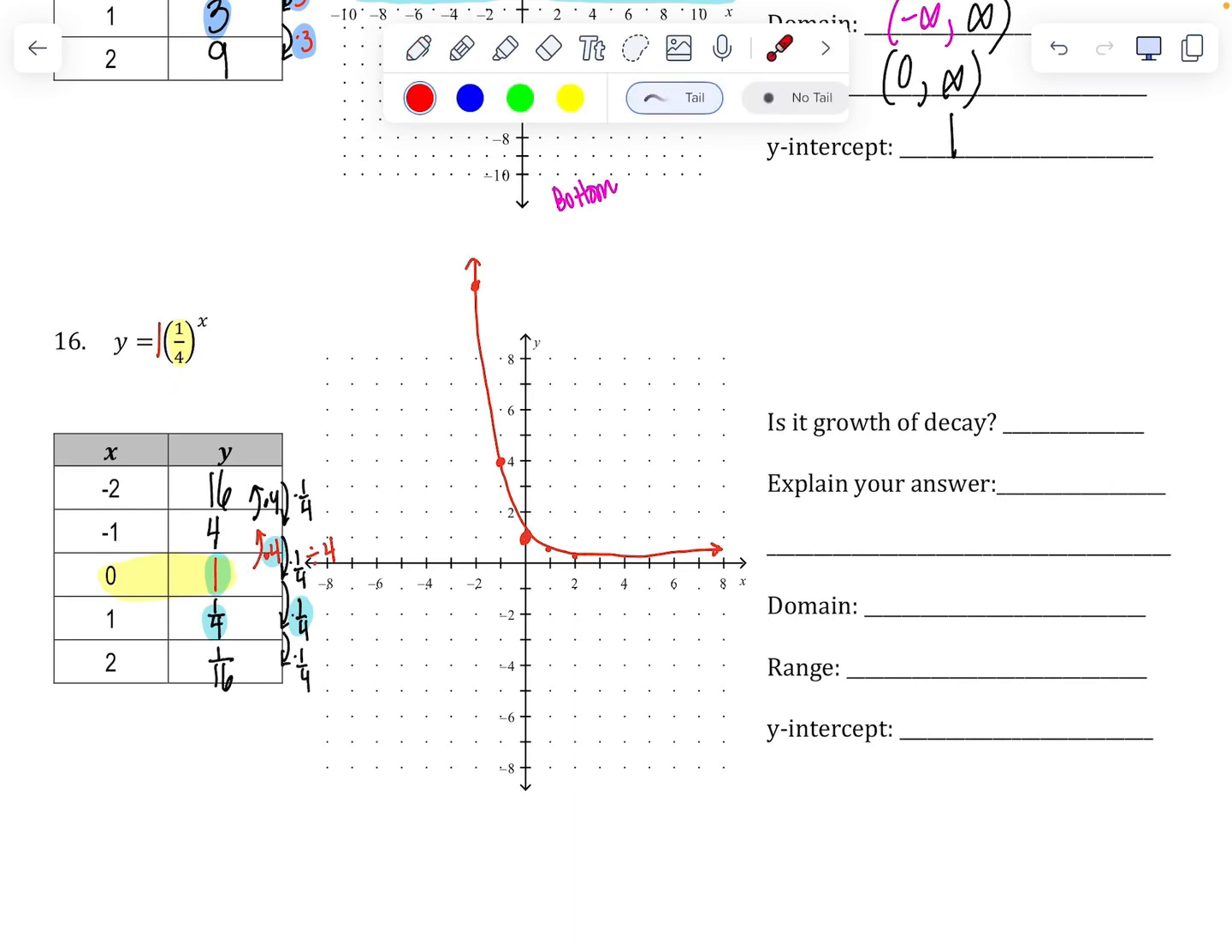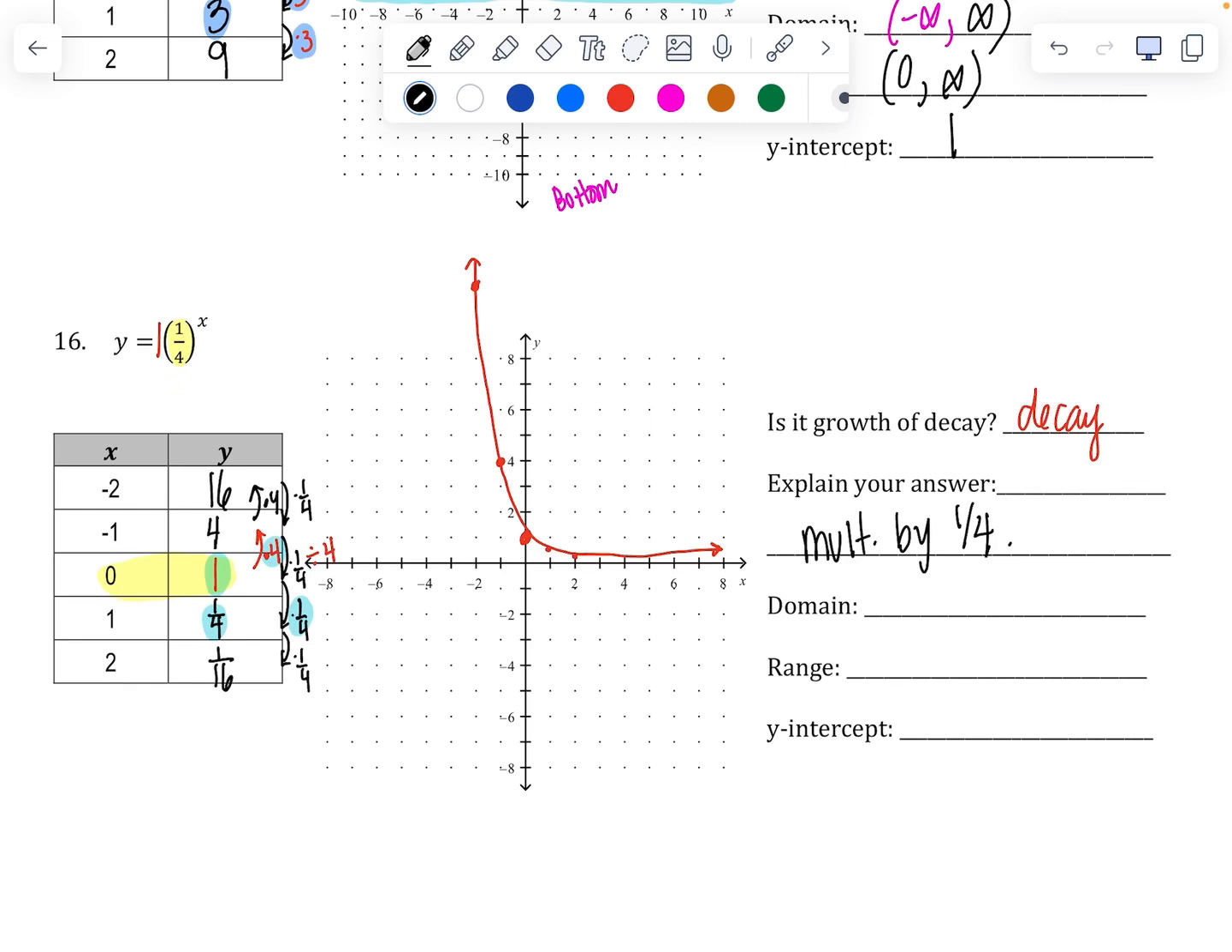Is this growth or decay? You hop on the roller coaster on the left side and you are going down the curve. So this is decay. Another way to know that is that you are multiplying by 1 over 4. So that is going to be decay.